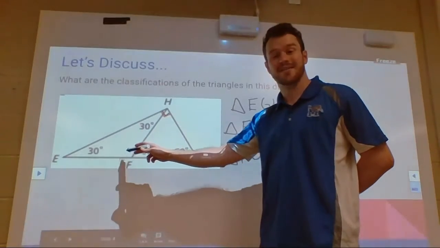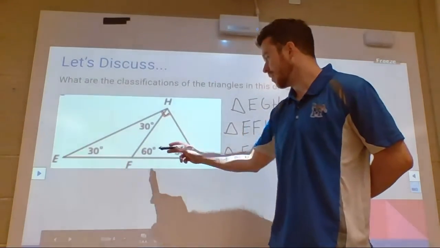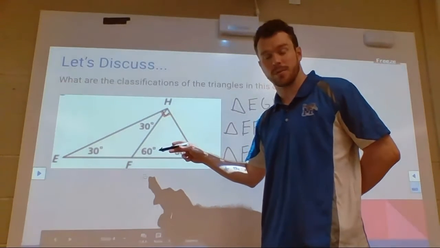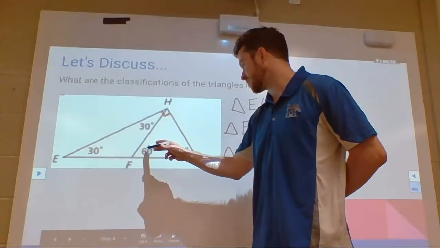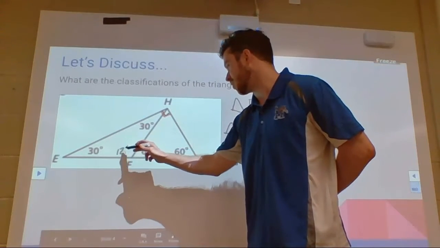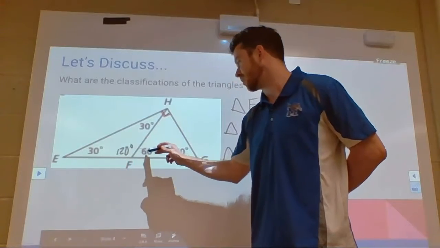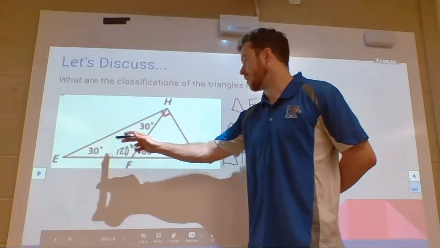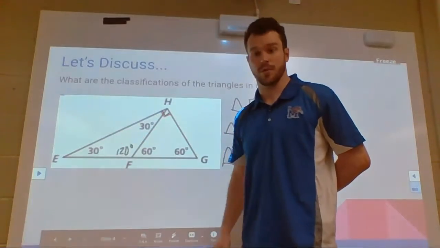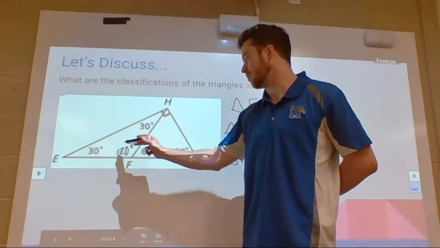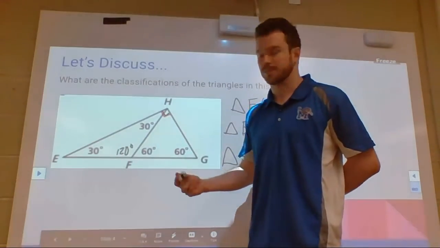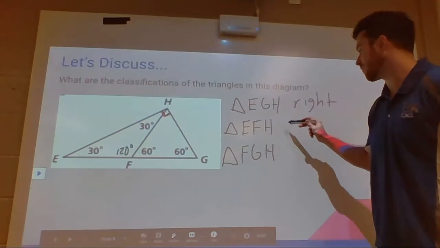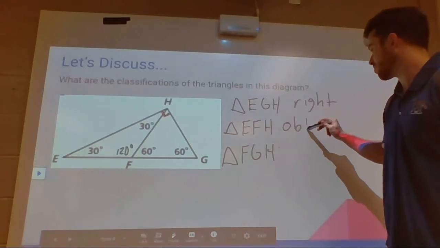Now we can find the measure of that angle. Here's a linear pair forming a straight line. You may remember that from Unit 1. If this angle is 60 degrees, then this angle has to be 120 degrees, because these two angles, when they make a straight line, have to add up to 180 degrees. Also, the angles in the triangle all add up to 180 degrees. So 30 plus 30 plus 120 adds up to 180. So we have one obtuse angle. So for triangle EFH, that's an obtuse triangle.